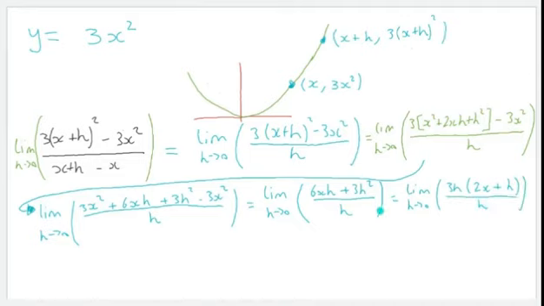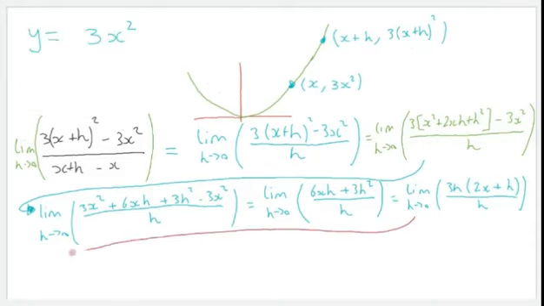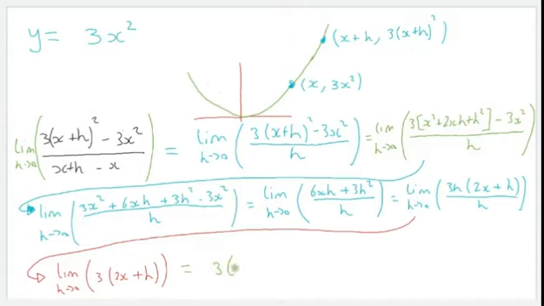Then the h in the numerator and the h in the denominator cancel out to give you the limit as h tends to 0 of 3 brackets 2x plus h, because the h's are cancelled, like you said. Then at this stage, we can now just pretend h was 0 by actually substituting it in, and that's just 3 lots of 2x.